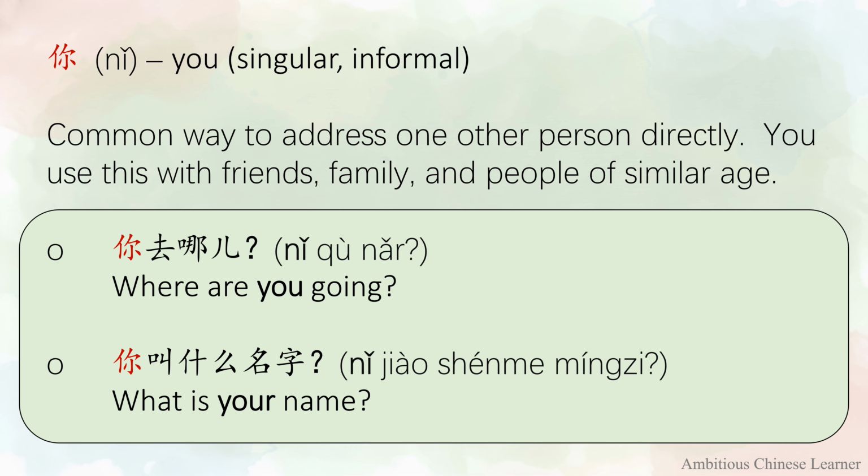你, you. This is the most common way to address one other person directly. You use this with friends, family, and people of similar age. 你去哪儿? Where are you going? 你叫什么名字? What is your name?